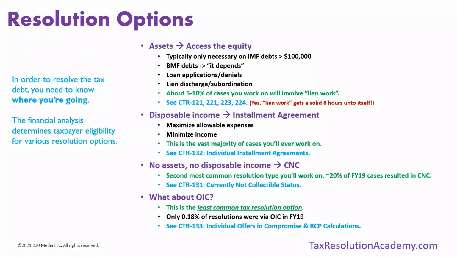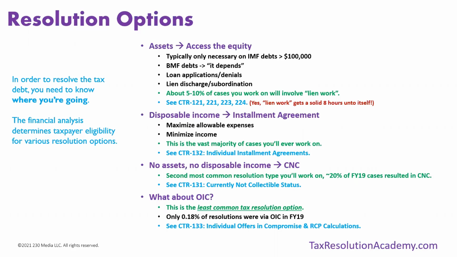So after looking at the assets, or if the assets are not an issue because the tax liability is small enough, then you're looking at that remaining income number. And then what you get paid for is to do everything that you legally and ethically can to maximize the taxpayer's allowable expenses and minimize their reported income. And again, we cover what you can do legally and ethically in CTR 112. And then individual installment agreements, the 5 different types of individual installment agreements that exist, are covered in CTR 132.